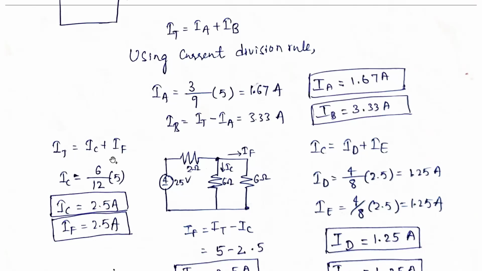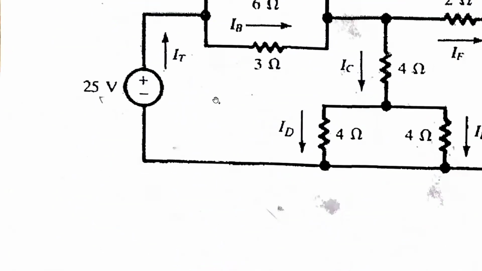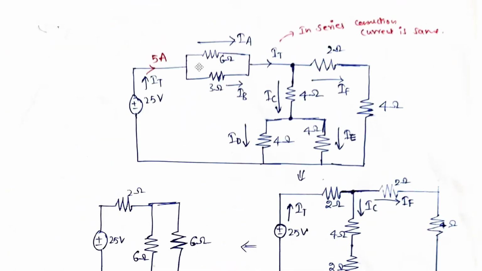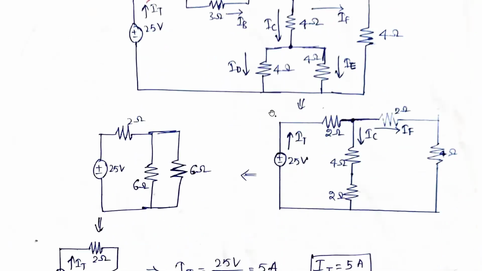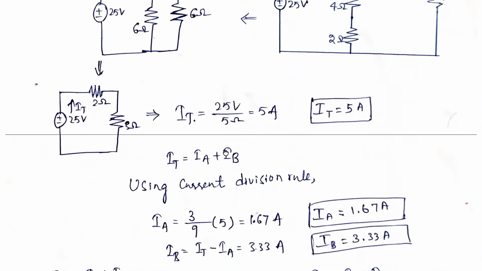So again from this, IT is 5, so IC plus IF. So why here are we taking IT now? In the series connection, the current is same, but voltage is different. In parallel connection, voltage is same and current is different. So that's why this current will come here, because this current is dividing into two, and again the same current is coming. So that's why we are taking the IT here.